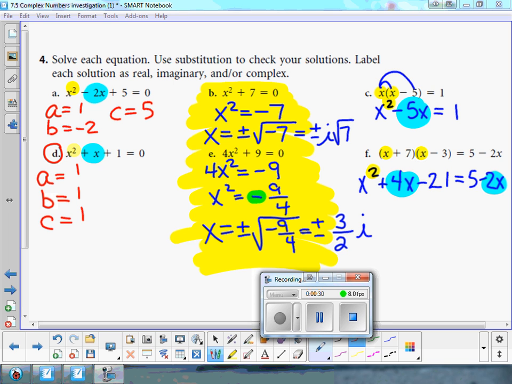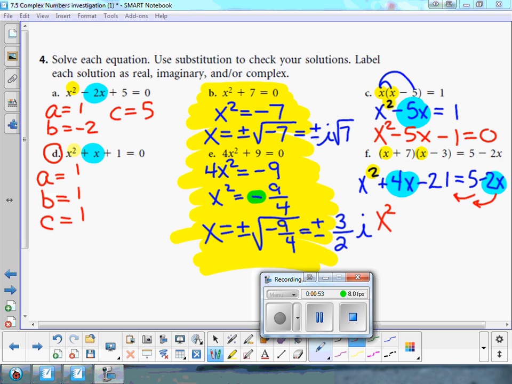In C, watch this. In C, you're going to have to pull the 1 over to the left and get 0 on the right side. All of these are going to involve using the quadratic formula to solve. All right? So we have to get everybody over to the left side in order to continue with the problem.